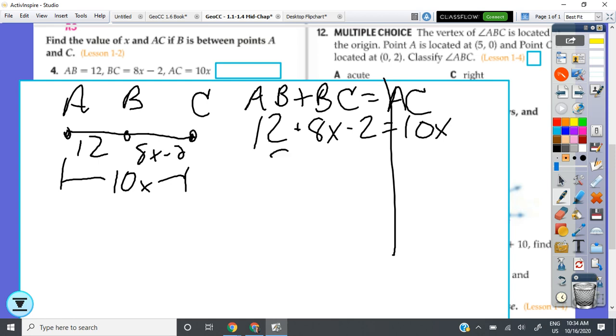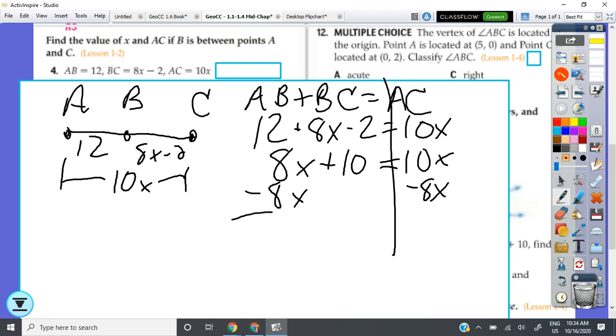So I'm just going to combine those two. So 12 minus 2 is a positive 10. I always do what's on one side or the other side first. If I can combine something on one side before I start moving, I always do that first. So I'm going to get the x's together. Divide by 2.